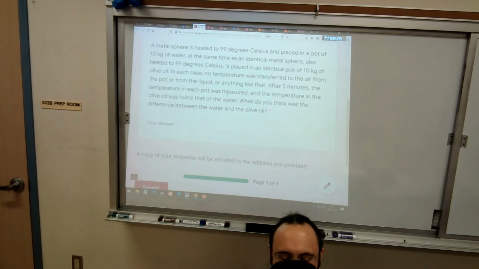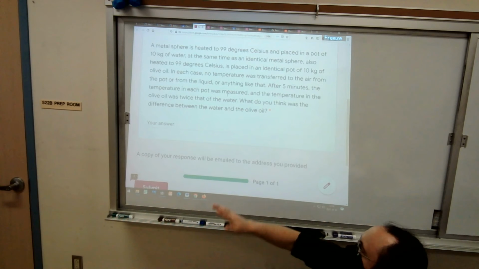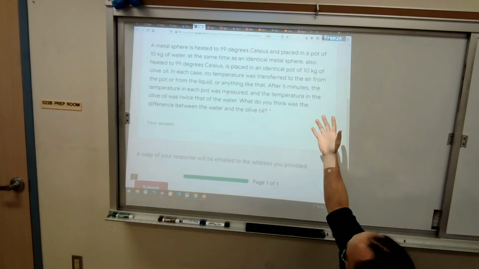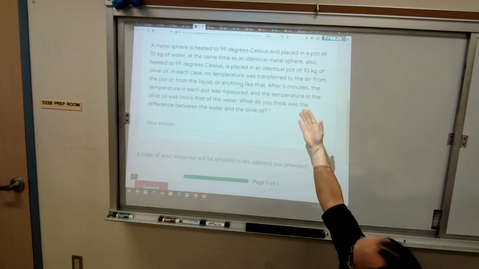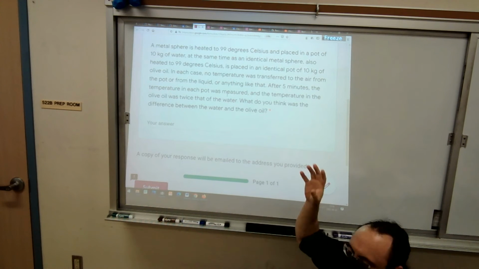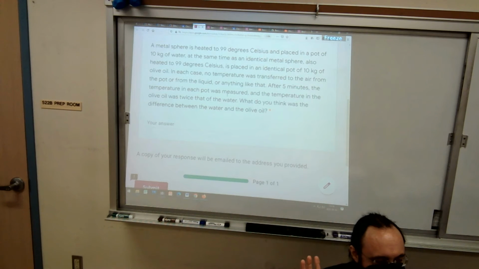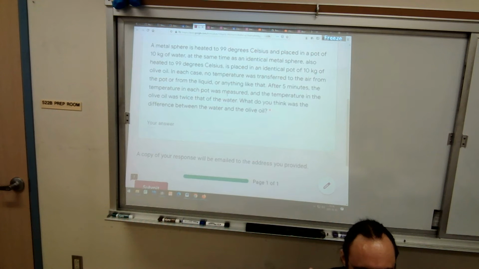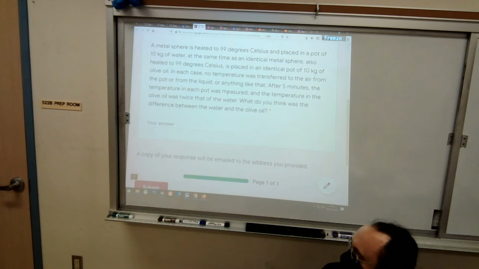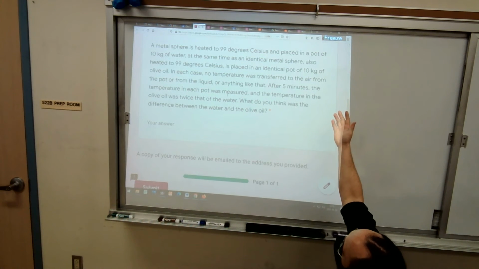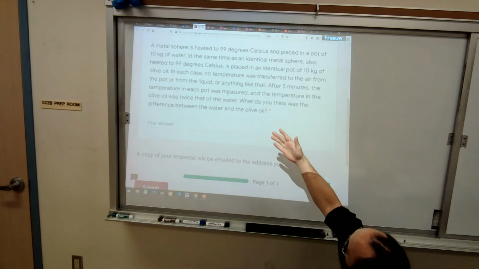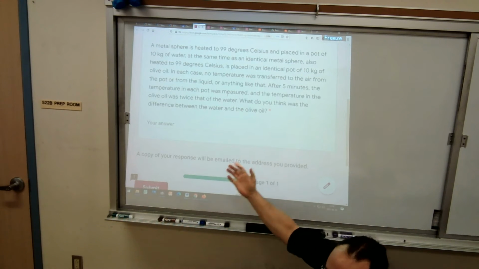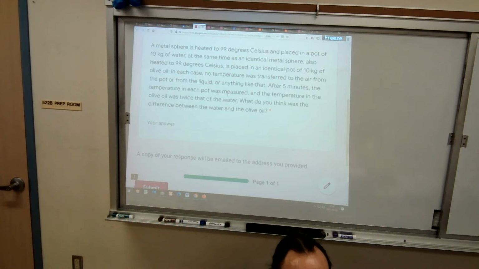I looked it up. This would happen in real life with olive oil and water. See, the difference is, in case you didn't read it, you've got 10 kilograms of olive oil and 10 kilograms of water, big old pots of water. You put them on a fire that's putting exactly the same amount of heat in, and after 5 minutes, the temperature in the olive oil was twice the temperature of the water. That's the way water and olive oil go.